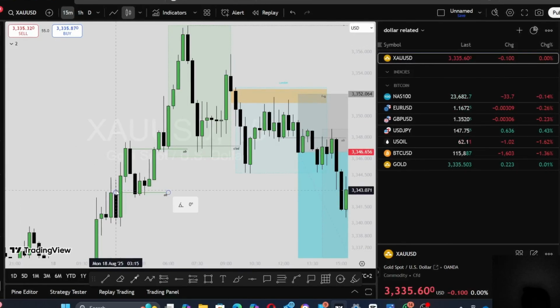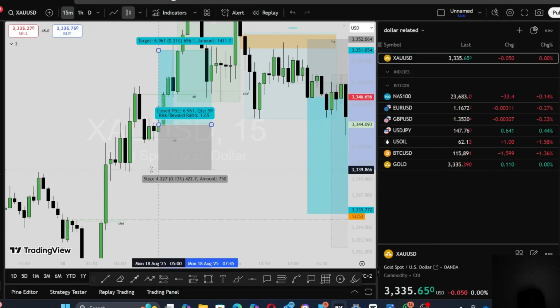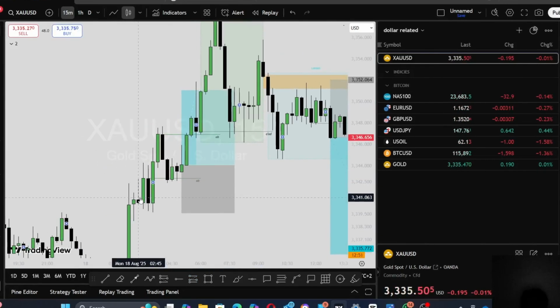So the first entry that I caught was right about here, after we had this retracement, creating this order block and impulsing to the upside. That's when I caught my entry right about here. I'll try to pop up proof of entries on the screen.